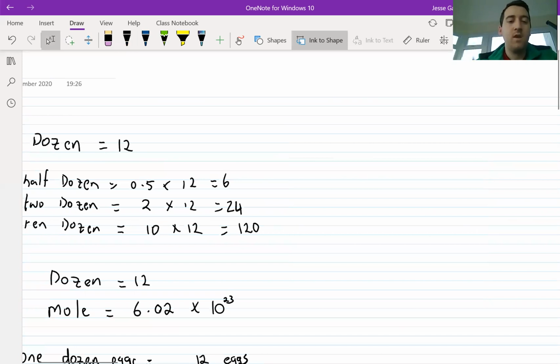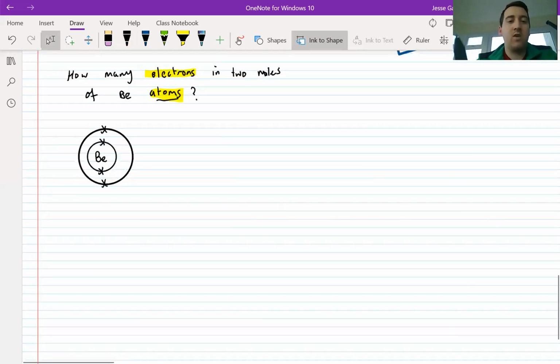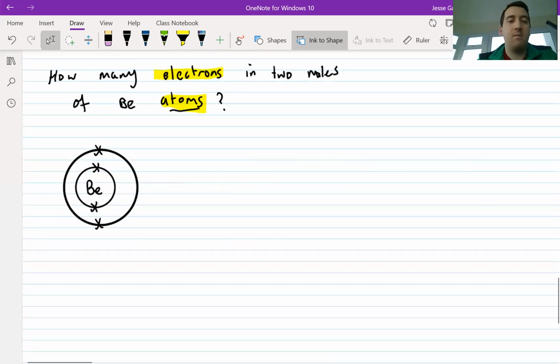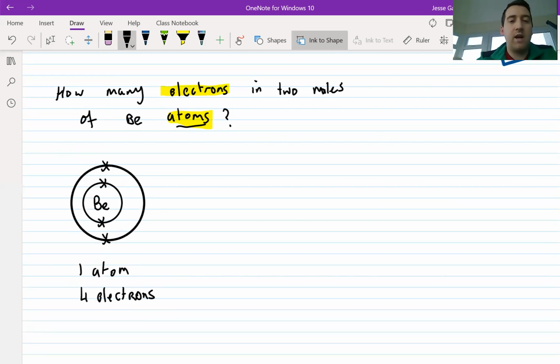Now, why is that relevant? Well, we were asked the question, how many electrons in 2 moles of beryllium atoms? Well, as you see, one atom has 4 electrons. But we don't have one atom. We have 2 moles of beryllium atoms. Okay, so let's find out then how would we do that?